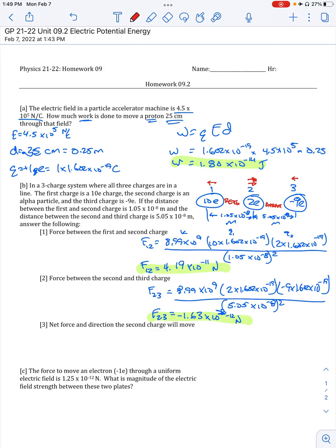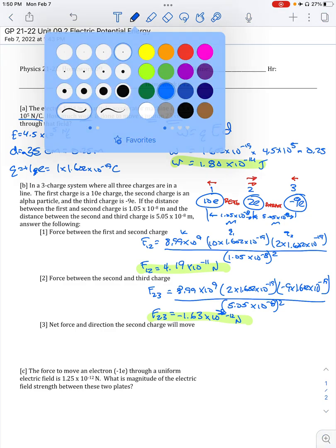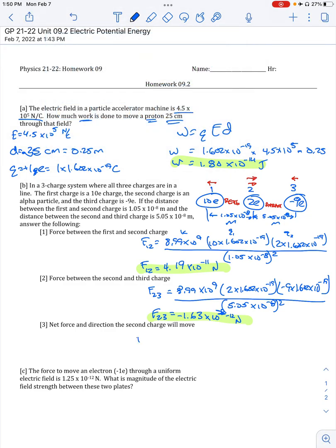So because of that, oh my goodness, this is such a bad arrow, sorry. Because of that, we know that both of the forces are acting the same direction. So our net force, remember, this negative here just means attraction. It doesn't mean direction. So we're going to take 4.19 times 10 to the negative 11th, and we're going to add 1.63 times 10 to the negative 12th. All right, because they're both acting the same direction, we're going to add those both together.